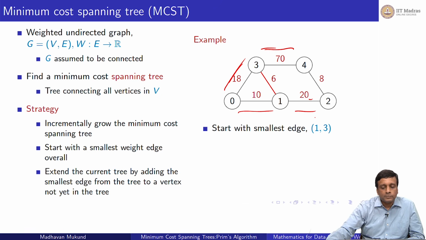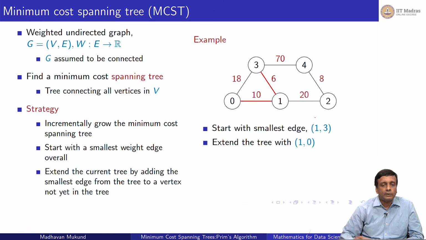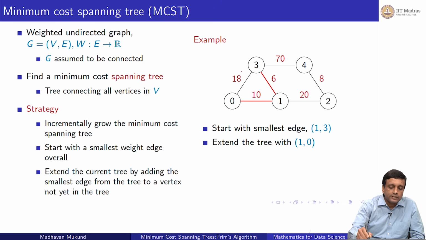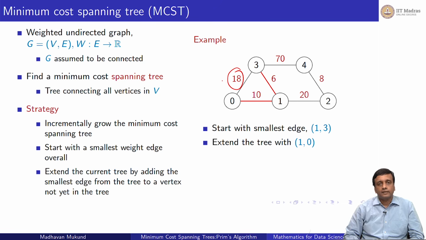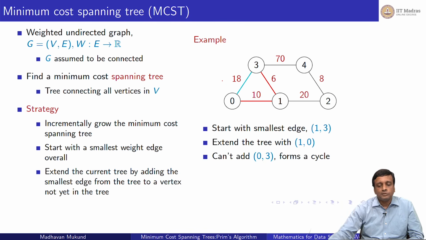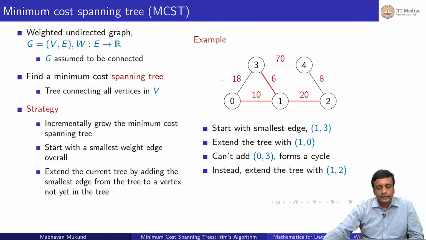So I take the smallest among those, which is 0 to 1. And so now I have a tree which has two edges, 1 to 3 and 0 to 1. Now I can take any edge which is leaving this tree. The smallest among them is this edge with weight 18. But unfortunately, when I add this edge with weight 18, I create a cycle, and this is not a tree. So I cannot do this. I have to throw this away and go to the next one, which is that 20.